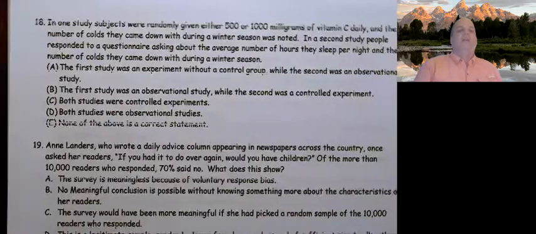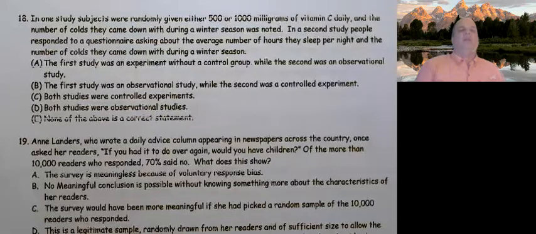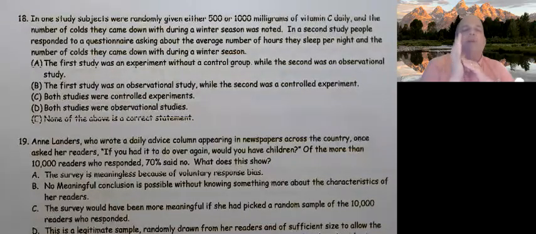Number 18. In one study, subjects were randomly given either 500 or 1,000 milligrams of vitamin C daily, and the number of colds they came down with during the winter season was noted. In the second study, people responded to a questionnaire asking about the average number of hours they sleep per night and the number of colds they came down with during a winter season. So we want to know, the first study was an experiment without a control group, while the second was an observational study.